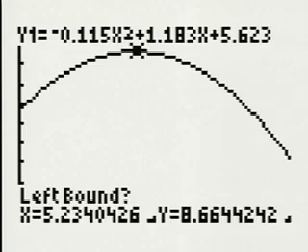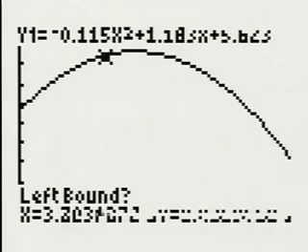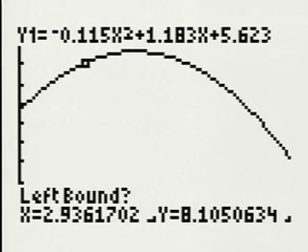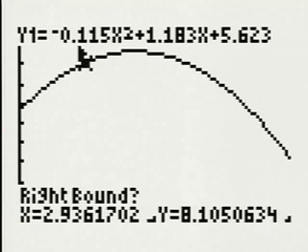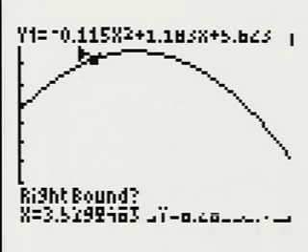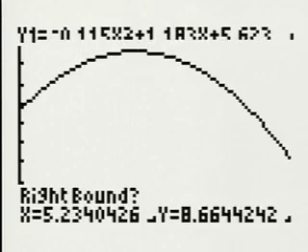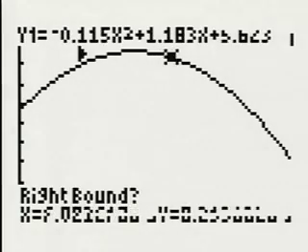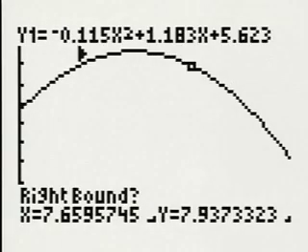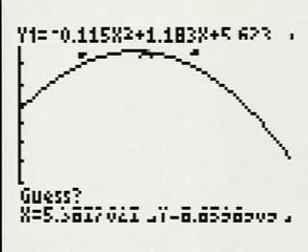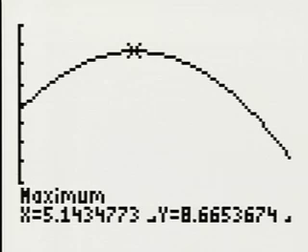For the left bound, we need to go to the left of the peak, so we want to scroll to the left so that we're clearly on the upside of the peak. Hit enter to select that. For our right bound, we want to scroll so that we're clearly to the other side of the peak, the downward slope. We'll hit enter. And for our guess, I'm going to go ahead and try to scroll to the top of the peak and hit enter.